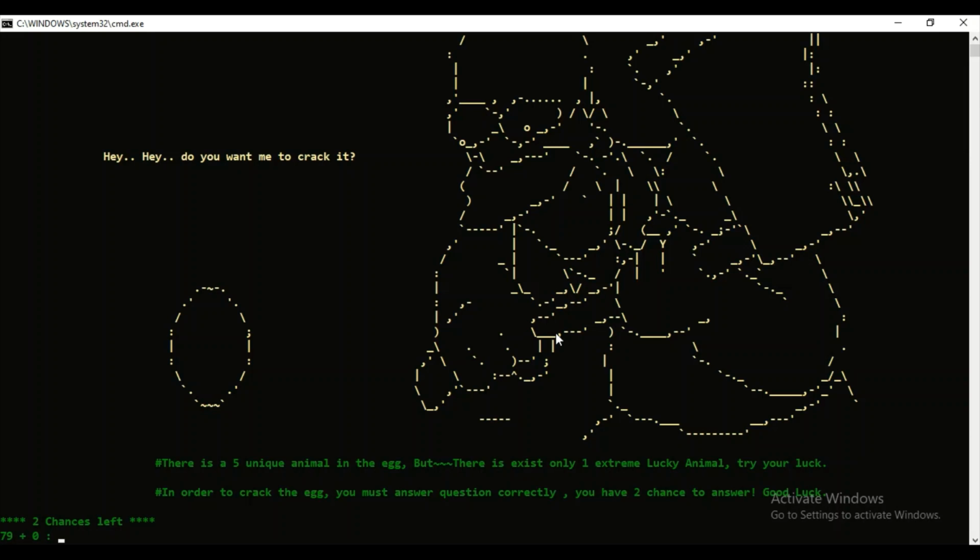Oh, we got Uncle Simpson. Hey, do you want me to crack it? So this uncle wants to crack the egg. There are 5 unique animals in the egg, but there exists only 1 extremely lucky animal. Try your luck. In order to crack the egg, you must answer the question correctly. You have 2 chances to answer. Good luck. So we have 2 chances.